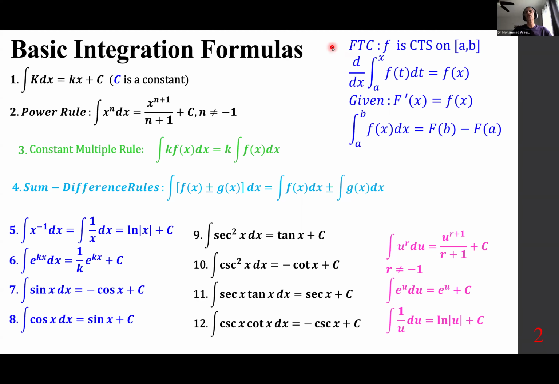FTC, short for fundamental theorem of calculus. The derivative of the integral from a to x of f of t dt is f of x, which means if you take the integral and then differentiate it, you get the function back at the upper limit. The integral from a to b of f of x dx is F of b minus F of a. This is a definite integral. And the substitution rule is the reverse process of the chain rule.